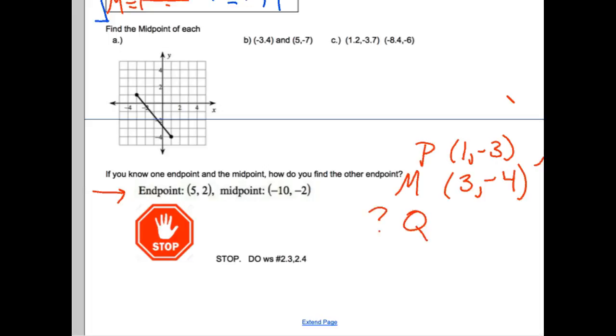And you're like, oh, what's the other endpoint? Again, here's your process. You walk yourself to the middle, which would be forward 2, and you keep on walking to get to the other end. So the other endpoint must have been at 5, and you can see that 3 is in the middle of 1 and 5, so it does check out. Same here. I go 1 back to get to negative 4. So I'm going to go 1 back to get to negative 5, and that will give me my other endpoint.